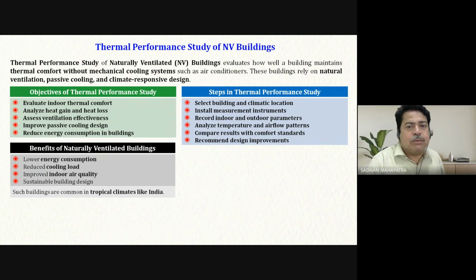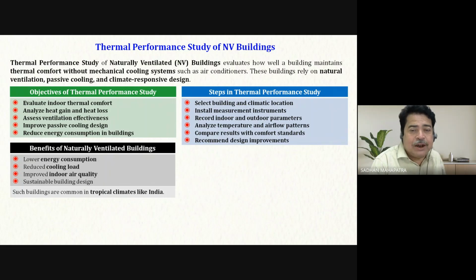Now let's look at the thermal performance study of naturally ventilated buildings. All the earlier calculations were for conditioned buildings, where we try to understand how we can reduce the cooling load, or what the actual cooling load will be, or how you can optimize based on the U value of the wall, whether you are looking at a roof or a cool roof. Your whole objective was to reduce the cooling load, and if the cooling load is reduced, that will help you reduce your electricity consumption.